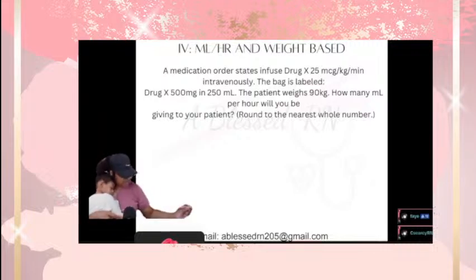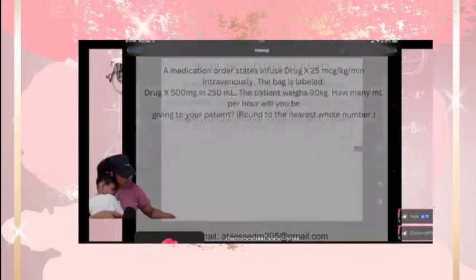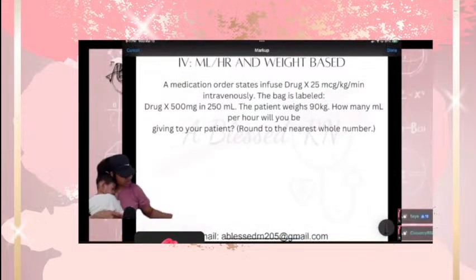All right. A medication order states to infuse drug X 25 micrograms per kilogram per minute IV. The bag is labeled drug X 500 milligrams and 250 mLs. The patient weighs 90 kgs. How many milliliters per hour will you be giving to your patient? And you're going to round this to the nearest whole number. Okay, so we've got our goal of milliliter per hour.